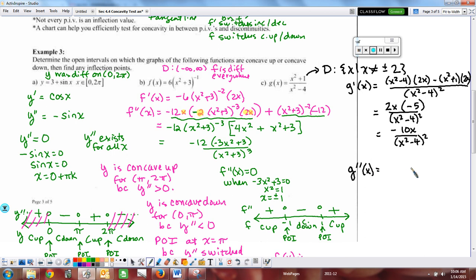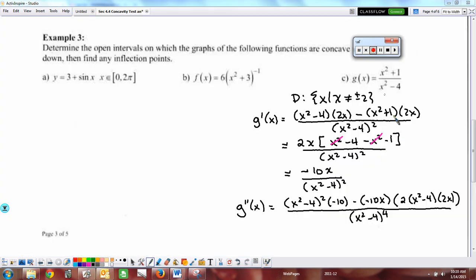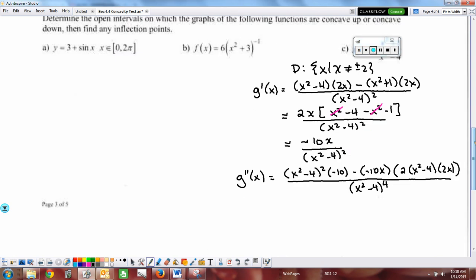So we have our low d high, so x squared minus 4 squared times negative 10, minus high, negative 10x, times the derivative of the low. And I'm going to give myself more room here. Alright, so I've rearranged it to give myself a little bit more room. So I took the derivative, so I have low d high minus high d low, and make sure you use your chain rule, over the low squared.